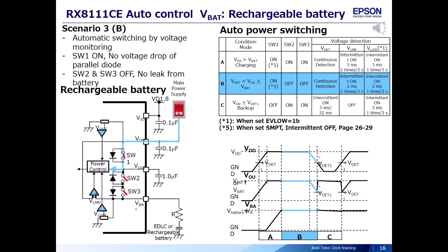Scenario 3, Case B. The secondary battery is fully charged and the main power supply is supplying power. Switch 1 is on and switches 2 and 3 are off. As an advantage of RX8111CE, automatic switching is performed by voltage monitoring. Since switch 1 is turned on, there is no voltage drop due to the diode connected in parallel. Since switches 2 and 3 are off, there is no leak from the backup battery.